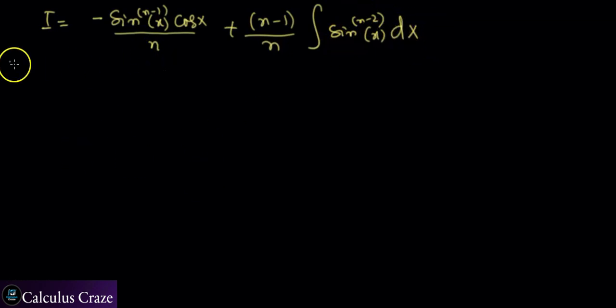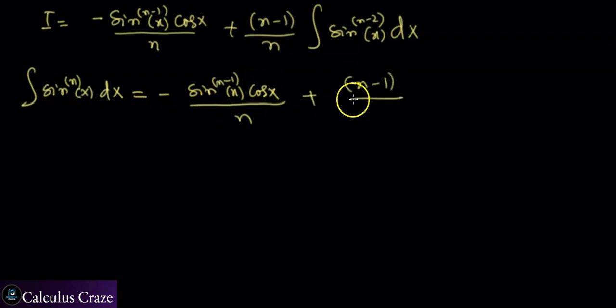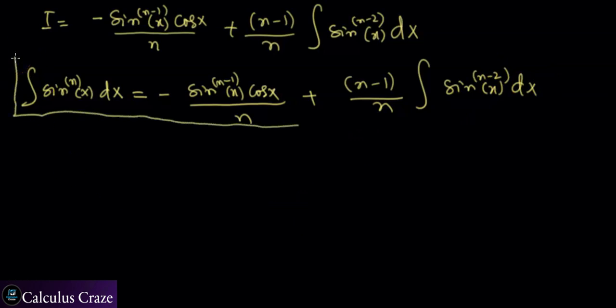Now let's apply this. So what was my integral? My integral was equal to sine power n of x dx, right? It is equal to minus sine power n minus 1 of x cos x divided by n plus n minus 1 divided by n times the integral of sine power n minus 2 of x dx, right? So now I can apply this formula on a particular n. Let's say we will apply it now to sine power 3.